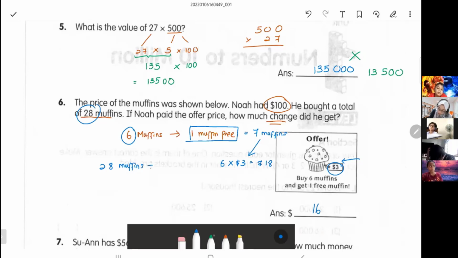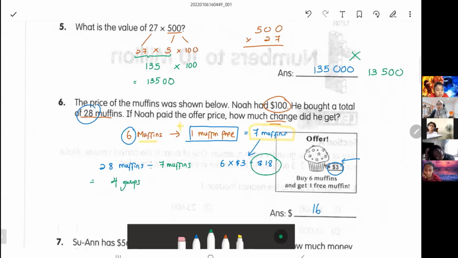divided by the group. How many groups of muffins do I want to find? I want to find a group of 7 muffins because 6 plus 1, I get 7 muffins. Okay, divide by 7 muffins. This is to find how many groups of muffins I can get. I get 4 groups of muffins. Why 4 groups? 4 groups of what?